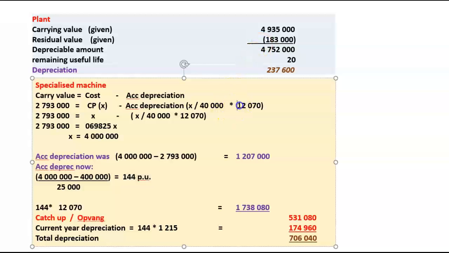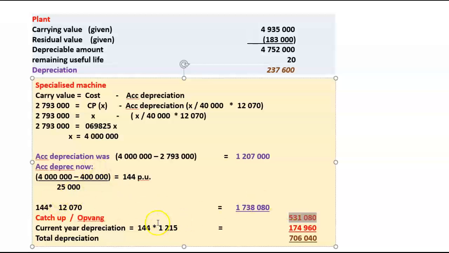Up to the current financial year, we have manufactured 12,070 units. So 12,070 multiplied by 144 gives us a total accumulated depreciation of 1,738,080. How much is currently lying in the books? 1.2 million. How much did we want to see in the books? 1.7 million. Therefore we have to bump up our accumulated depreciation with an amount of 531,080, the difference between those two. So we debit depreciation expense and credit accumulated depreciation with 531,080.